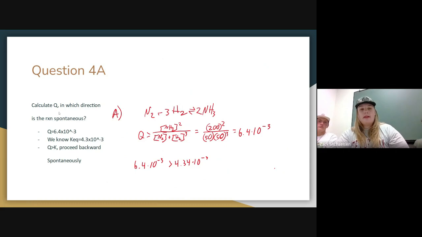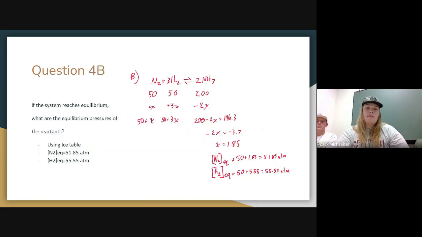And calculate Q, in which direction is the reaction spontaneous. Since we're given K at 4.3 times 10 to the negative 3, and using the concentrations of the products and reactants to find the Q of 6.4 times 10 to the negative 3, we know that Q is greater than K, meaning the reaction will proceed backwards spontaneously.